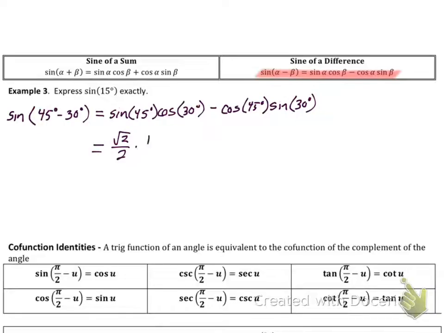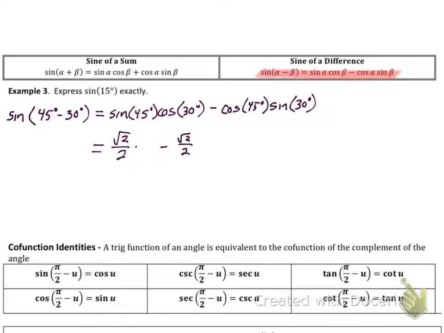One half. All right, that must mean the cosine of 45 degrees is square root of 2 over 2. And the sine of 30 degrees must be square root of 3 over 2. Would the cosine of 30 degrees? Oh, hang on. It would be flipped. It'd be completely flipped, right?